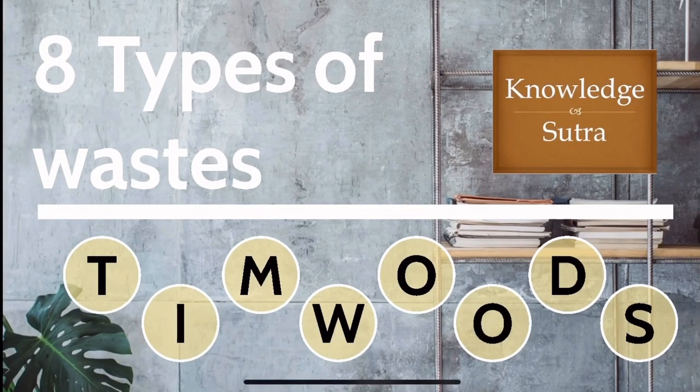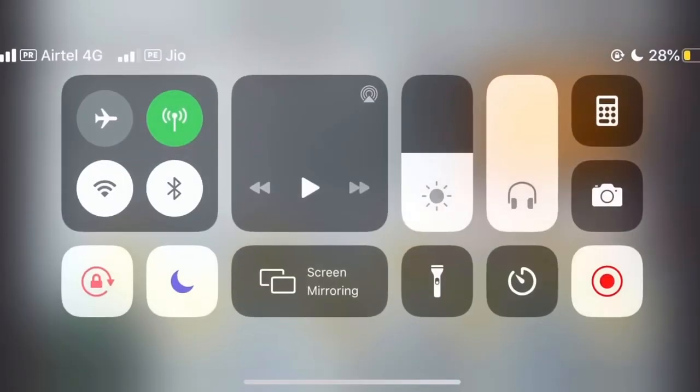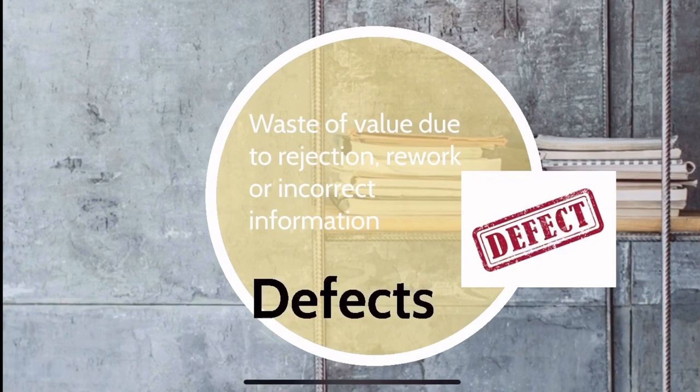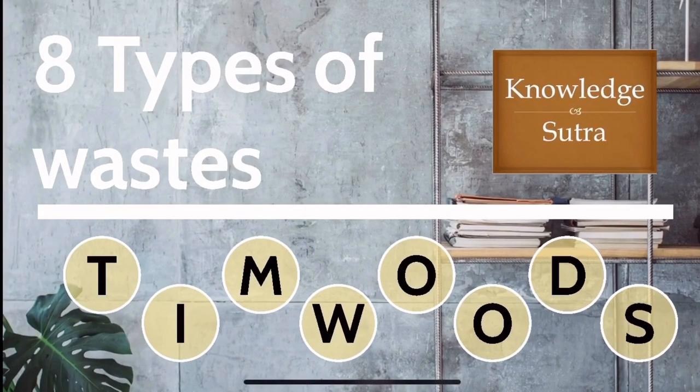The seventh waste in manufacturing is denoted by D in TIMWOODS and is defects. Defects is waste of value due to rejection, rework or incomplete information, or we can say it is wastage of efforts caused by rework, scrap and incorrect information. For example, a manufactured item that does not meet the customer specification is waste and is part of defects.